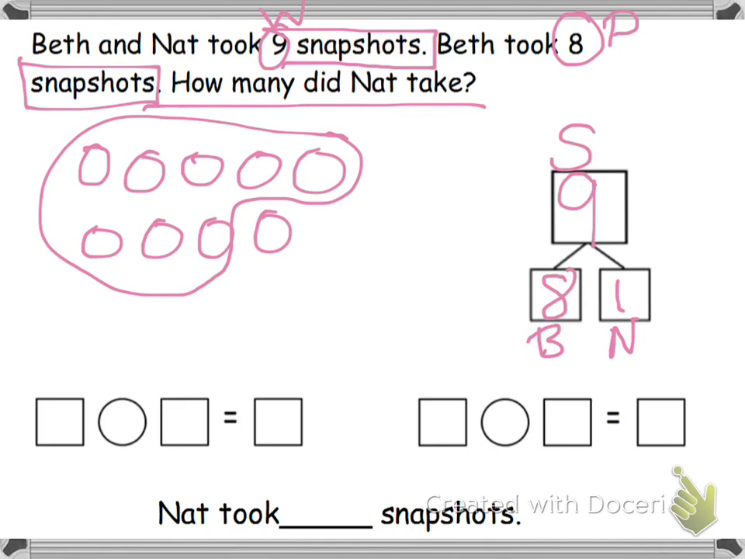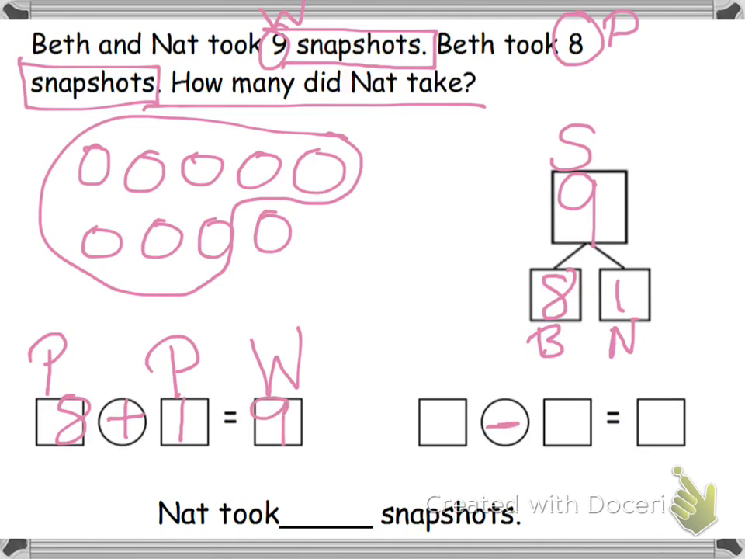So in the number bond, I put an S by the whole, which is 9, to say our snapshots. By the 8, I put a B to show that's how many Beth took. And then by the 1, I put an N for how many Nat took. Now, looking at this number sentence, we're going to do 1 addition number sentence and 1 subtraction. So looking at this, we know that for addition, we have our 2 parts right by our plus sign. And then our whole is by the equal sign. So we know our 2 parts are 8 and 1, and our whole is 9.